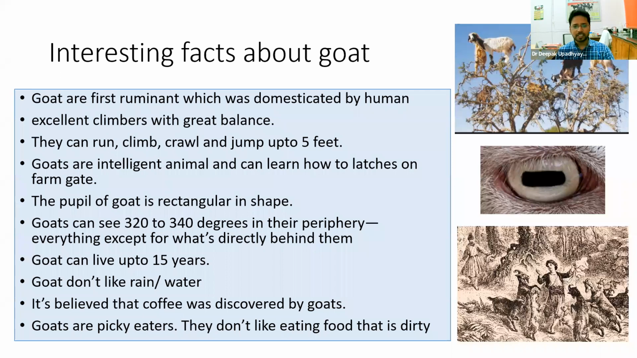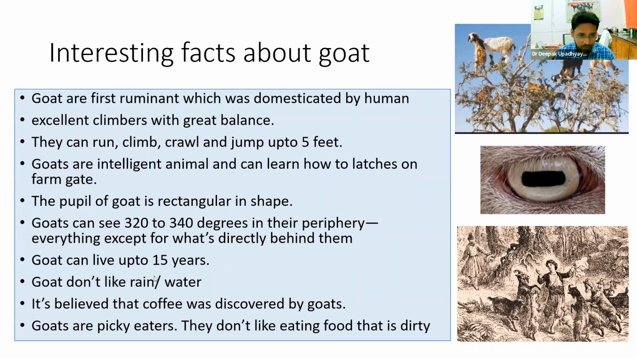There are some interesting facts, as we have started with the goats. They are the first ruminant which was domesticated by humans, and they are excellent climbers with great balance. They love to climb to higher places. They are intelligent animals, and they can learn also. The pupil is of the rectangular type. Their vision is around 320 to 340 degrees, so they have a wider vision compared to us.